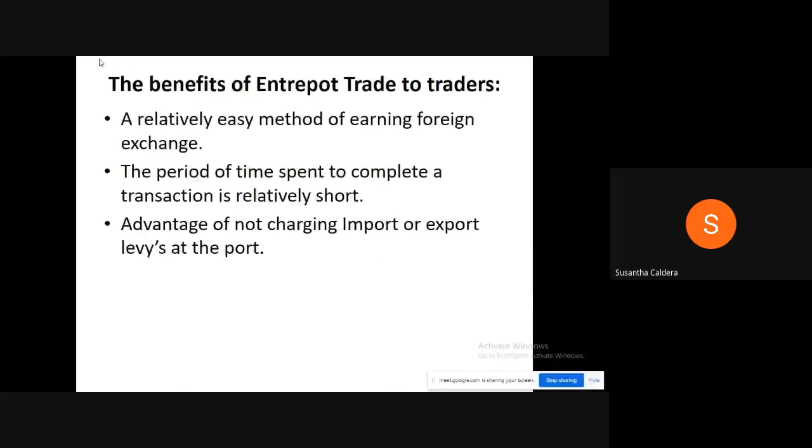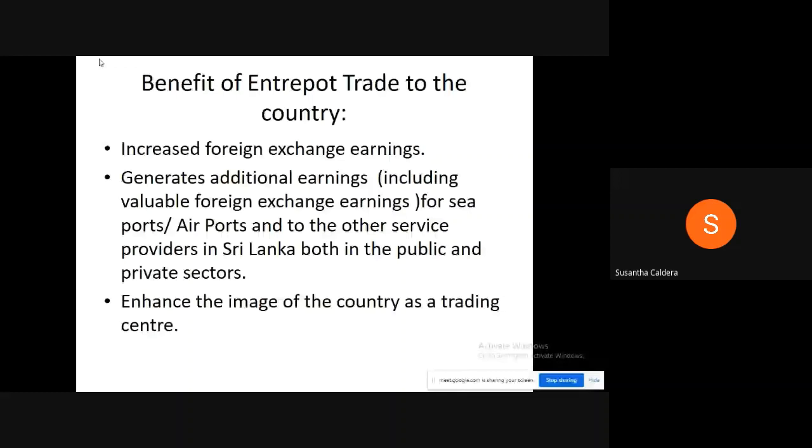Then benefit to the country, immense. Benefit to the country is immense in the sense that it increases the foreign exchange earnings of the country. Not only that, they generate additional earnings, including valuable foreign exchange earnings for seaports, airports, and the other service providers in Sri Lanka, both in the public and private sector. All foreign exchange, right? Enhance the image of the country as a trading center, a trading hub. After Hambantota port, you can make it a superb entrepot trade area. Then there will be more ships coming to the port also. I don't know why these people are not focusing on this.